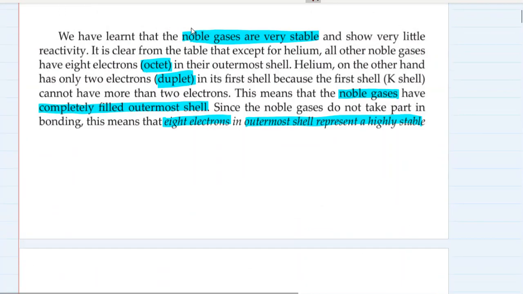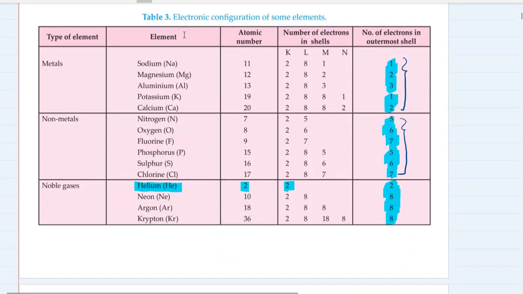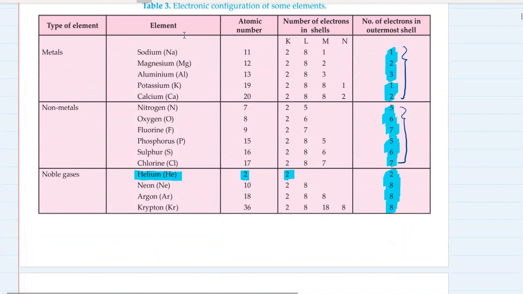Okay, so noble gases have a stable electronic configuration, so they occur as independent atoms around us because of their tendency to remain stable, to remain unreactive, since they don't have any requirement of accepting or donating electrons.